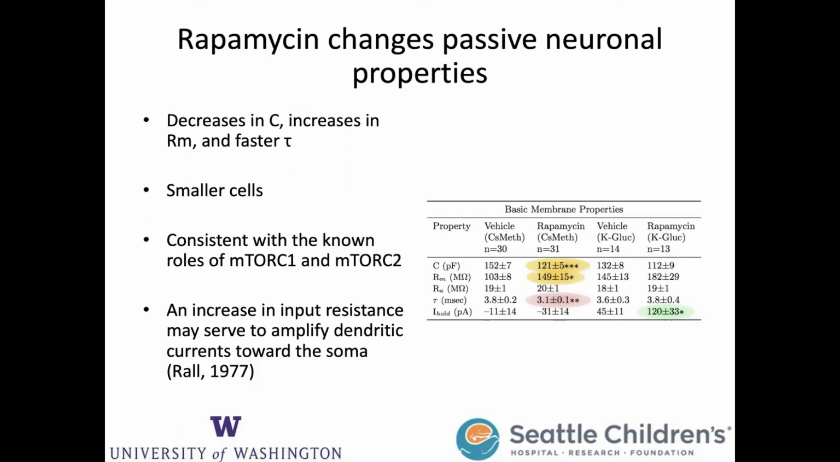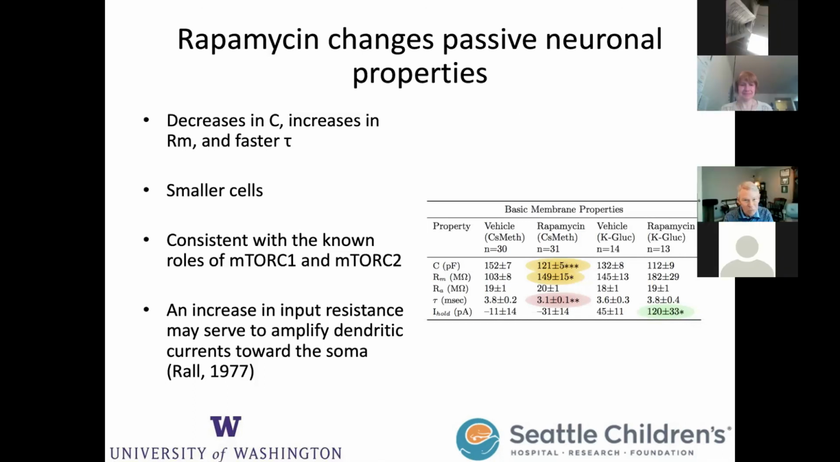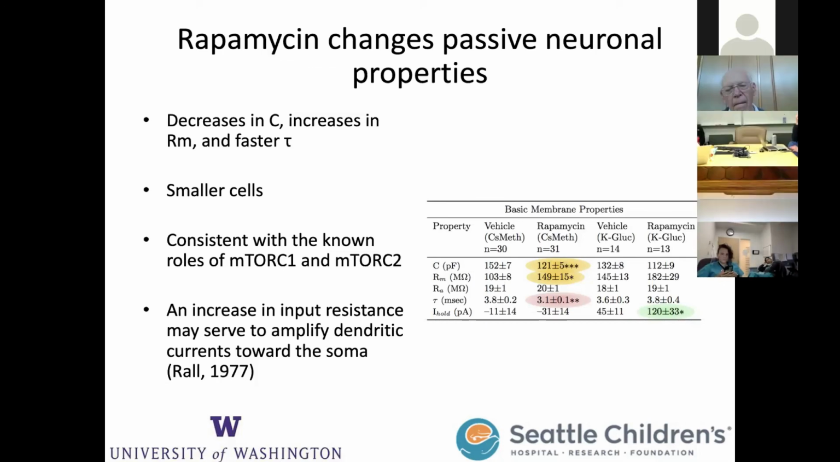Not only does it change cell size, but it also changes what we call passive electrical properties of nerve cells. To think about this, I would think back to your early undergraduate or graduate studies in neuronal physiology and think about things like cell capacitance, which is a reflection of cell surface or cell membrane area. And then things like input resistance, where current input results in a voltage change at the level of the neuron. And what you're seeing here is that rapamycin not only shrinks these cells, but changes their very basic electrical properties.